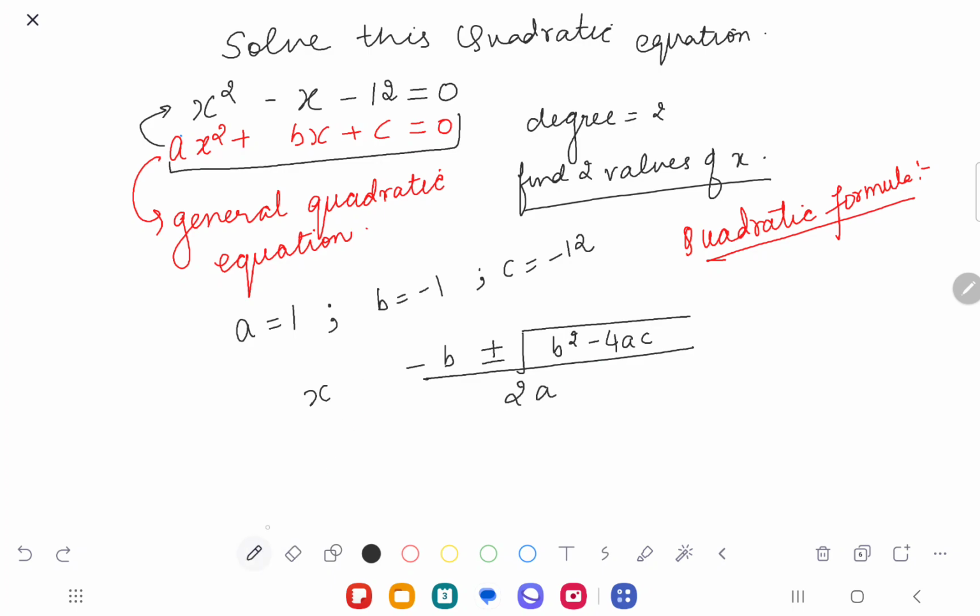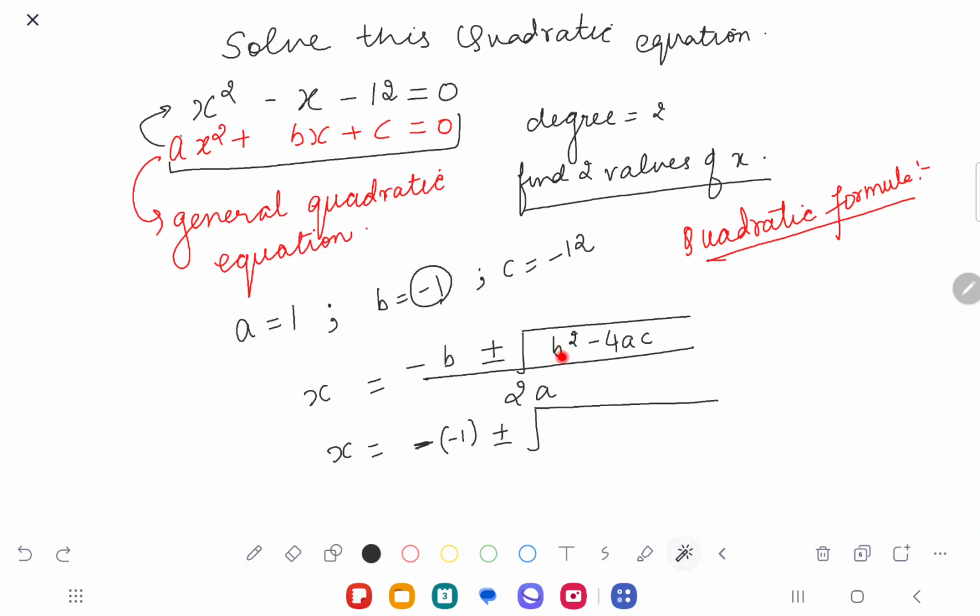So that would be how much? x shall be how much? Minus is in the formula, isn't it? Minus is right in the formula, so I will simply put minus right here. But the b value is already minus 1, so I will put minus 1. Minus of minus 1 plus minus under root of. What is b?